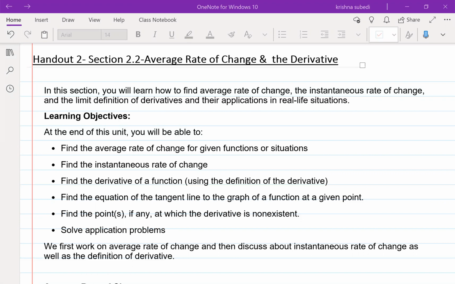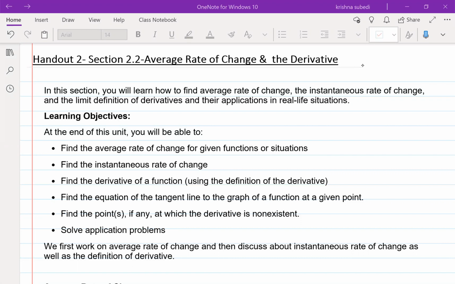Hello, welcome. The topic of this lesson is average rate of change and the derivative. In this section, you will learn how to find average rate of change, the instantaneous rate of change, and the limit definition of derivative and their application in real life situations.